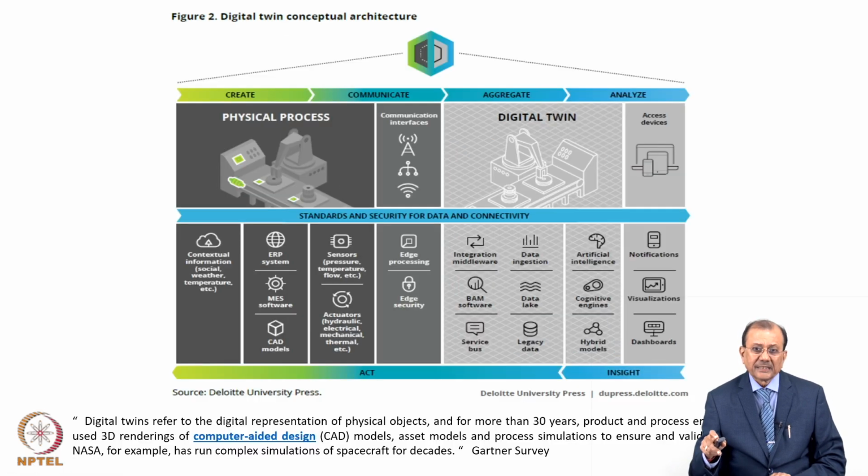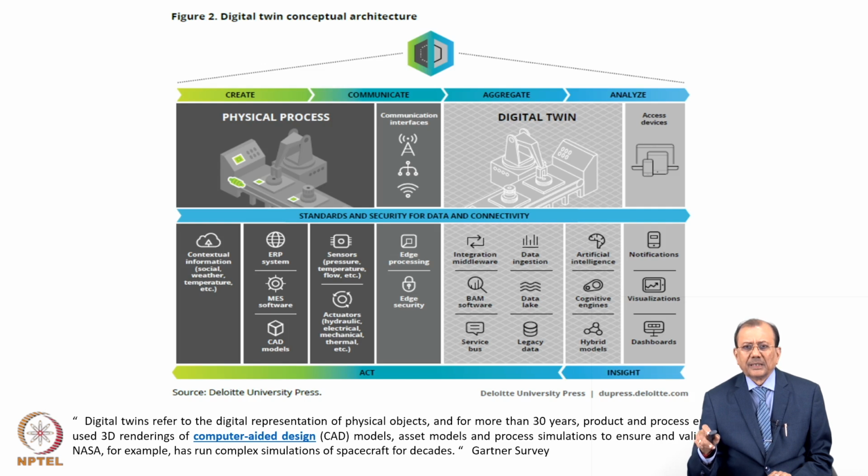This is another extended picture of the previous picture, showing the physical object and how it is replicated in the computer system, which we call a digital twin. If you look down below, you will find quite a few computer systems, IT systems like ERP systems, MES, CAD module.